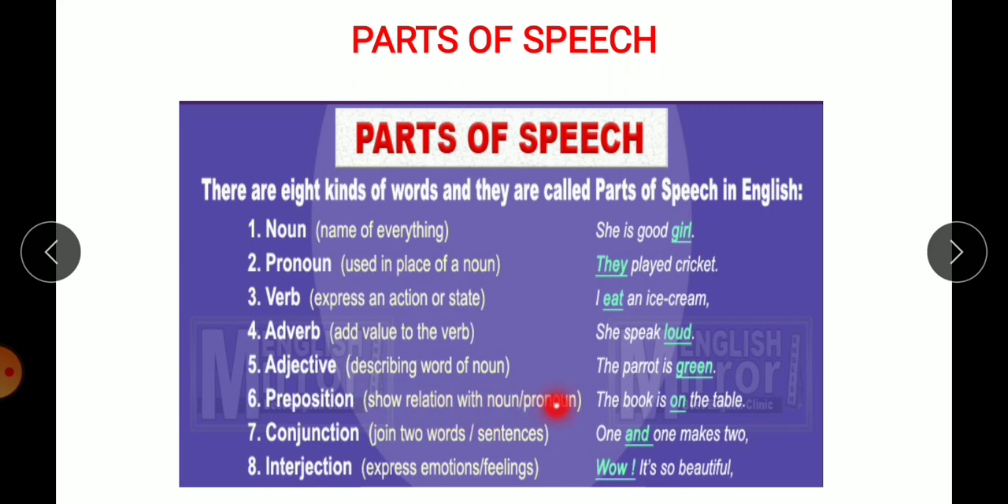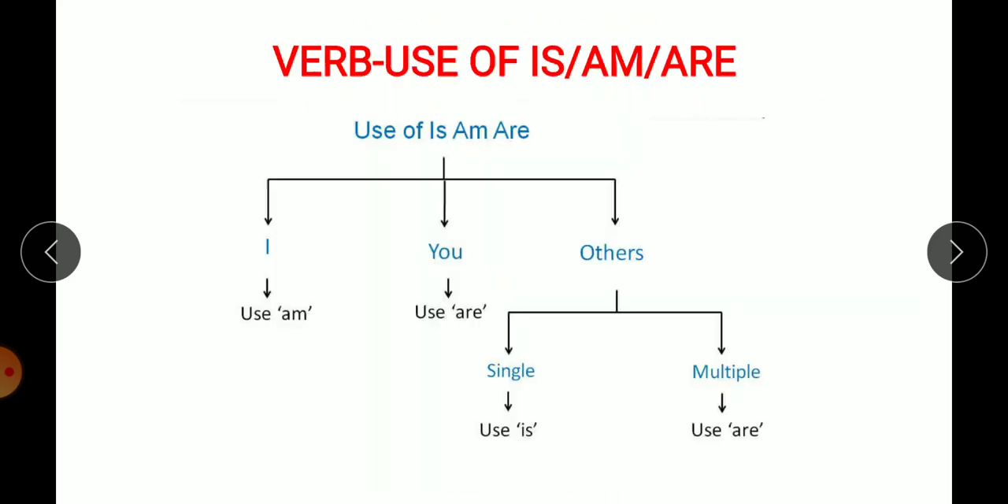Preposition shows relationship with a noun and pronoun. Like the book is on the table. So book और table ये दो noun हैं. इनके बीच में क्या relation बता रहा है word? On. Conjunctions are the joining words. Like one and one makes two. So and. Interjection expresses emotions or feelings. Like wow, it's so beautiful. So wow, that's an interjection. Okay.